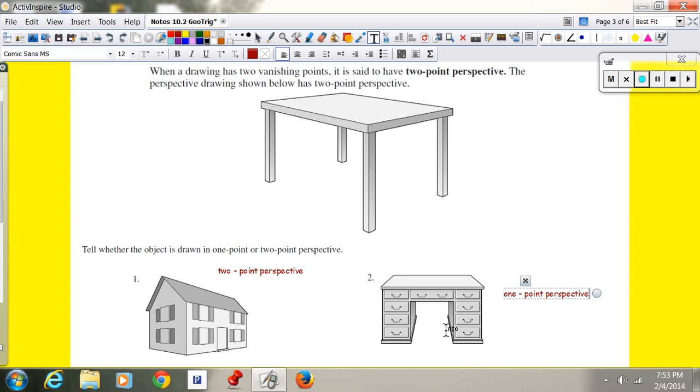because if you continued these lines to keep going, they would eventually meet each other. Like these two end lines would eventually meet and vanish, and it would look like this desk went on forever. So this has a 1-point perspective.